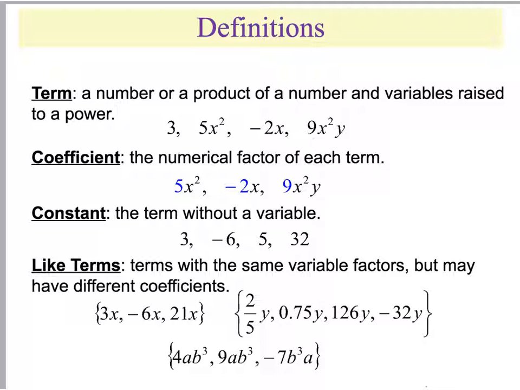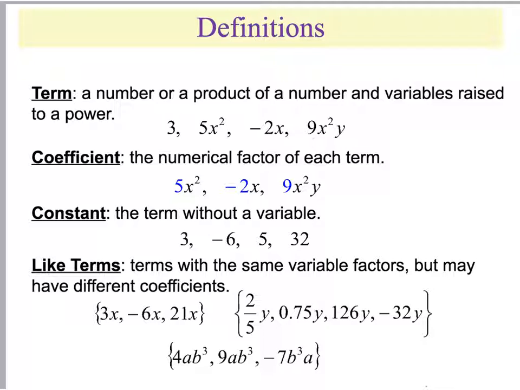And our definitions are going to be term, which is a number or a product of a number and variables raised to a power. So each of those that we see right there, we've got 3, 5x squared, negative 2x, and 9x squared y. Each one of those is a term. Another way to think of terms is like a word in our sentence, and the sentence itself would be our equation. So each of the terms you can think of like a word in the sentence, which would be our equation.